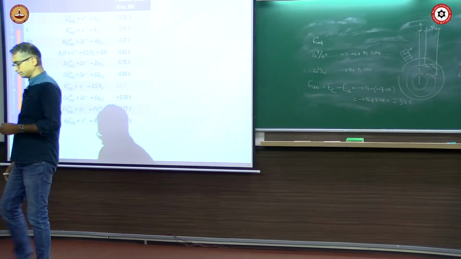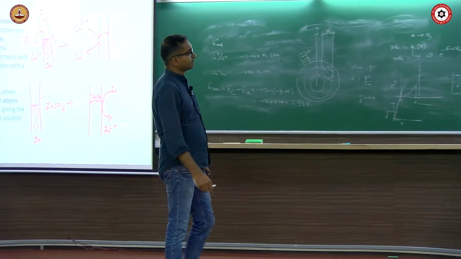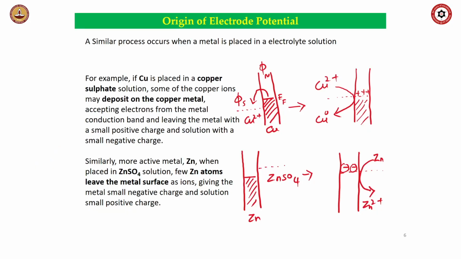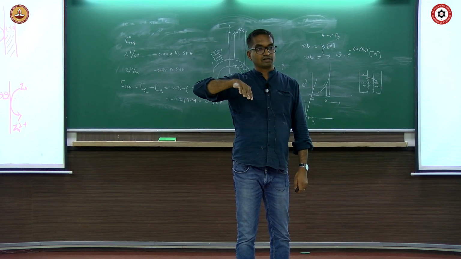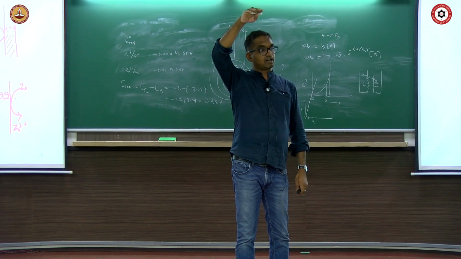Now, in the previous slide you saw some potential for each electrode in the electrolyte, right? How does that potential develop? Now let us look at a copper electrode. It has a Fermi level. What is a Fermi level? It's the topmost level where you will find an electron. In the case of an atom, it is the topmost atomic orbital where you find the electron.